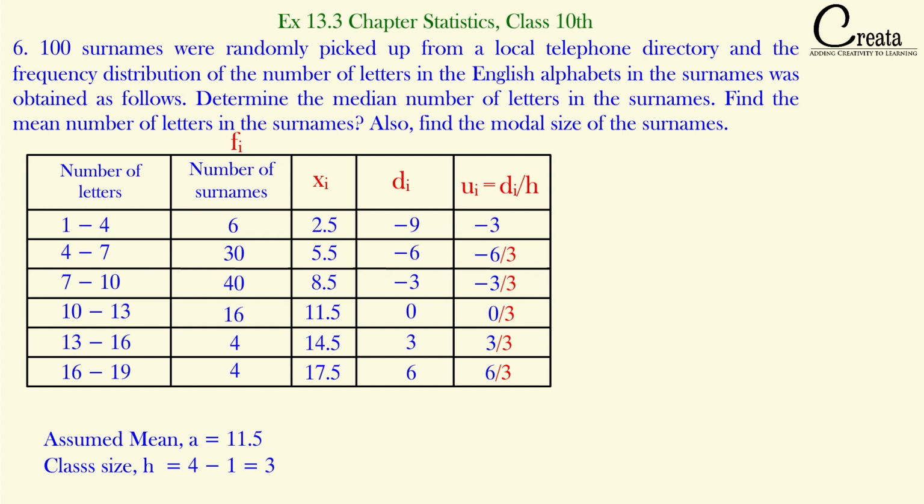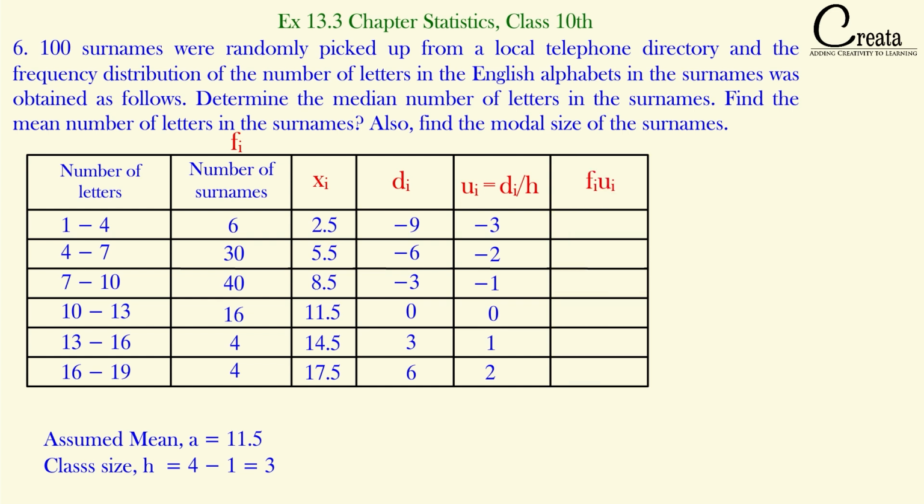Minus 9 upon 3, it is minus 3. Further, it is minus 2, minus 1, 0, 1 and 2. We got ui. Let's add one more column, which is fi into ui. Let's multiply fi into ui.